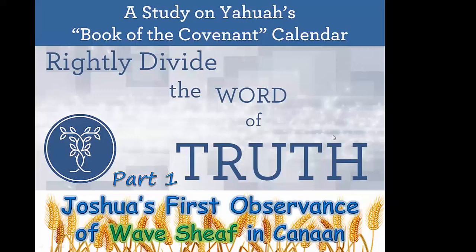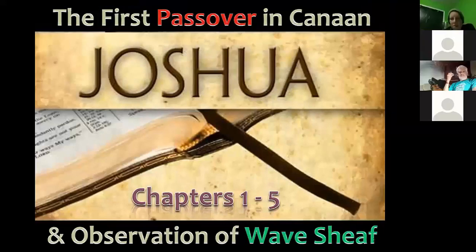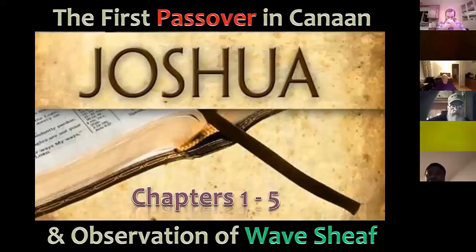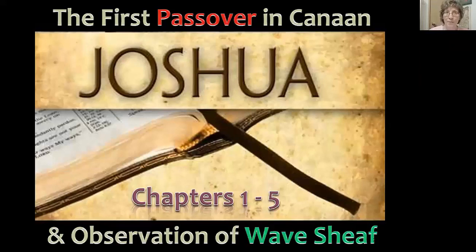But I just want to say to you that this is specifically about wave sheaf. As we get started, we are going to be looking at chapters 1 to 5, not in complete detail, but some very interesting things. Now, this particular study started out as a Dawn Day study. We found it because of the Dawn Day study, but the emphasis is not going to be there tonight. We are going to be looking strictly at the placement of wave sheaf and how we can know exactly where Joshua places it for their first Passover in Canaan. So let's get started with this.